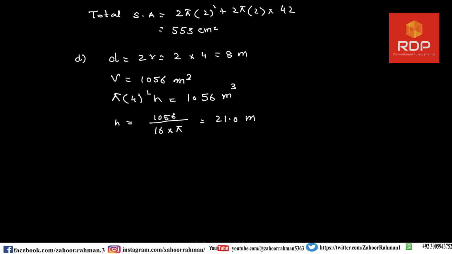When we calculate it, it will be 21.0 meter. Now in the second part, we are going to find total surface area, and that is equal to 2 pi r square. So 2 pi into 4 square plus 2 pi into 4 into h, and h we found 21.0. So when we calculate it, the final answer will be 629 meter square, because it is area, so you have to take it in meter square.